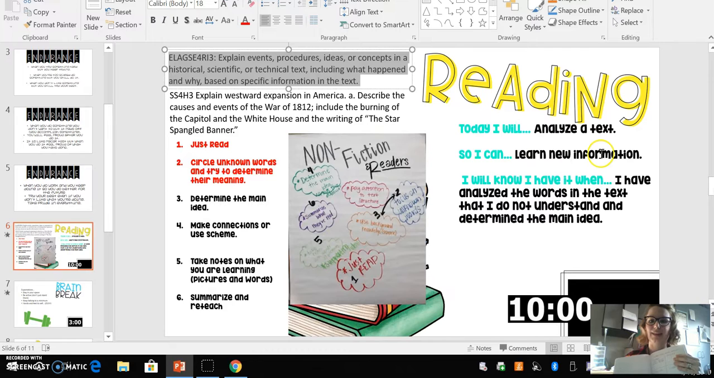your job was to analyze a text. You did this so you can learn new information. You're going to know you have it today because you will have analyzed the words in your text. You will have written down information that you already know about windy weather. And if you don't know anything, then skip that. And you'll have completed the main idea for your text.